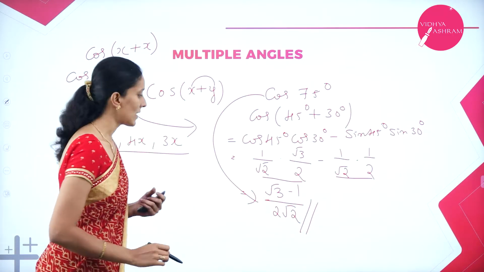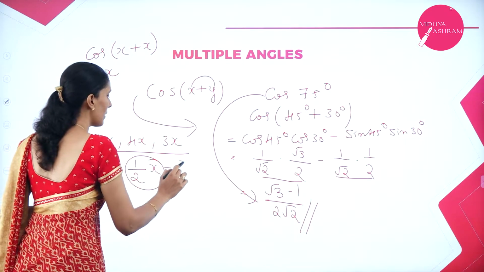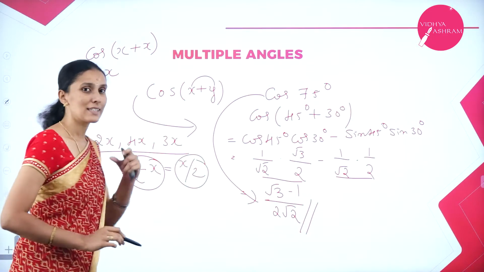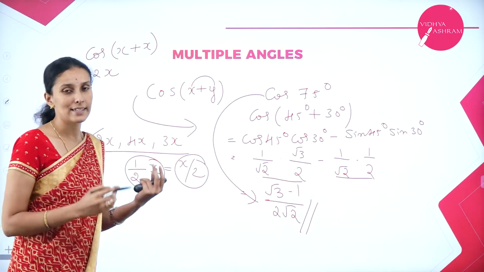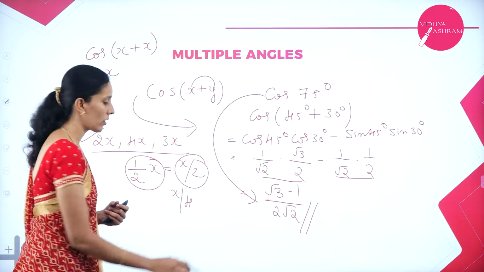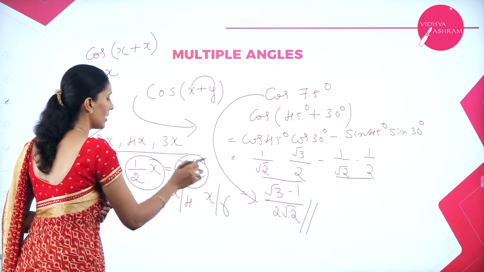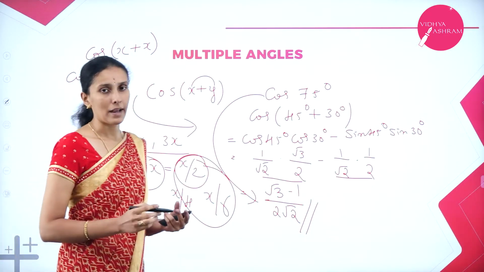And we come across an angle like half x. So here it is nothing but x by 2. So this is your submultiple. So they are called as multiple angles, and these are called as submultiple angles. For example, you may get the fraction as x by 4, x by 6 like this. So these are all called as submultiple angles and these are called as multiple angles.